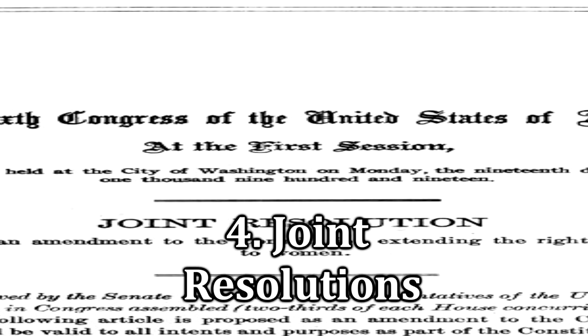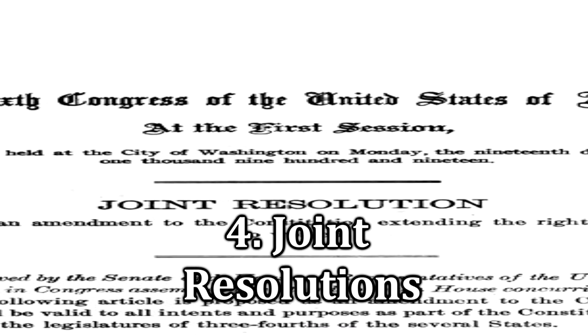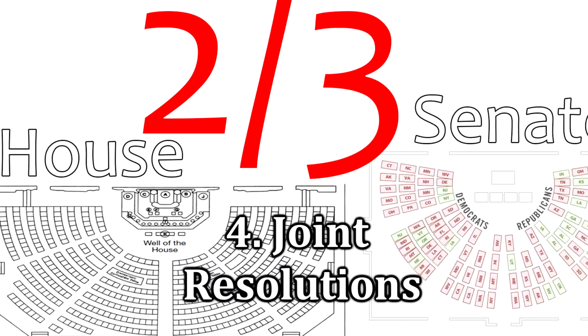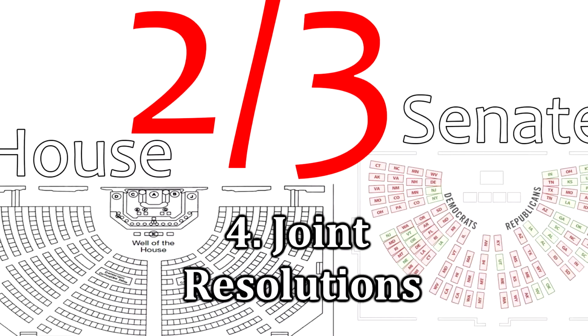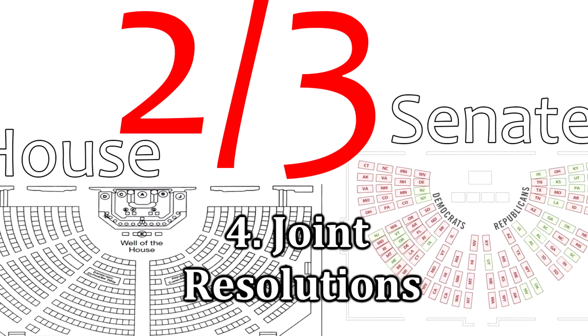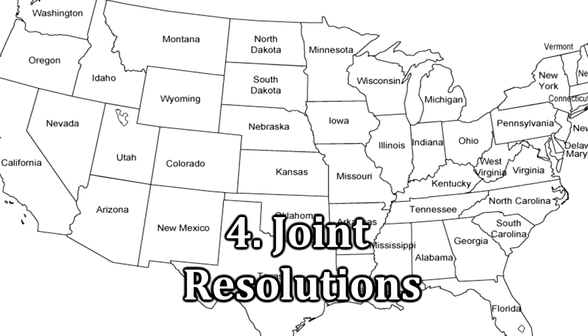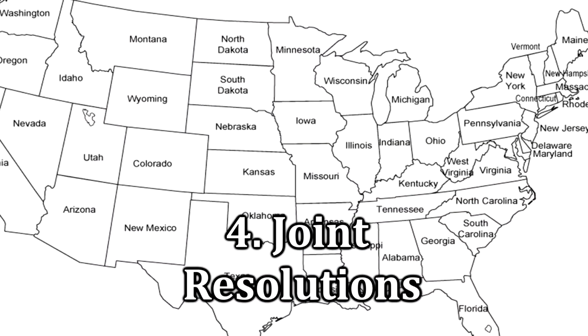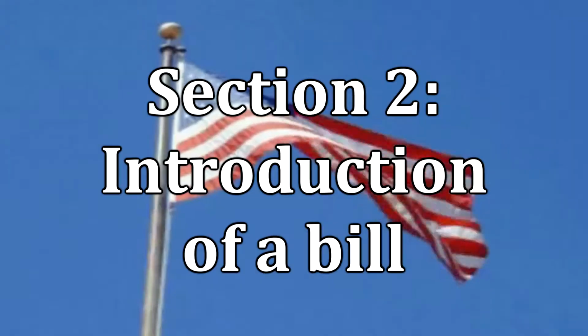Joint resolutions are pretty much the same thing as a bill unless they propose an amendment to the Constitution. In this case, the joint resolution must be passed with a 2/3 majority in both the House and the Senate. In addition to this, the resolution must be ratified by 2/3 of the states to be adopted.